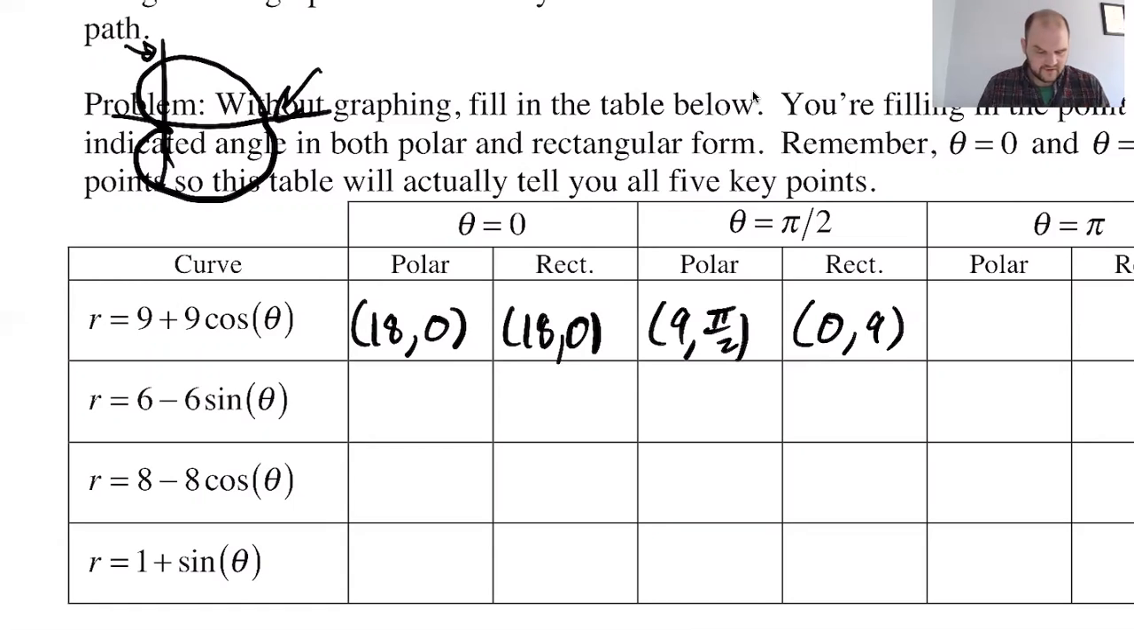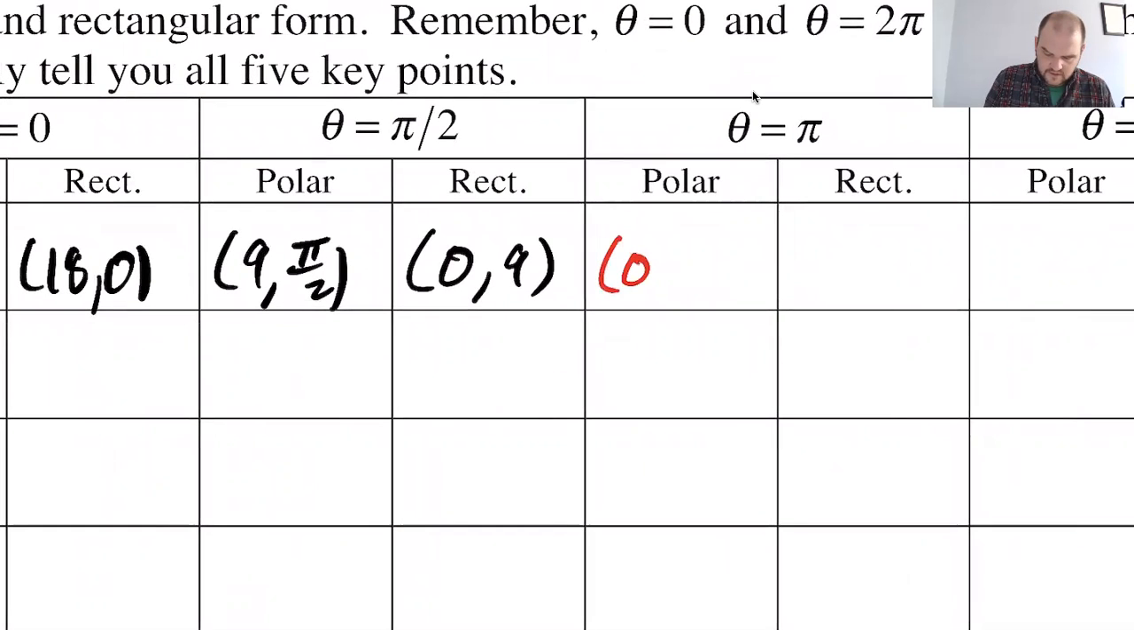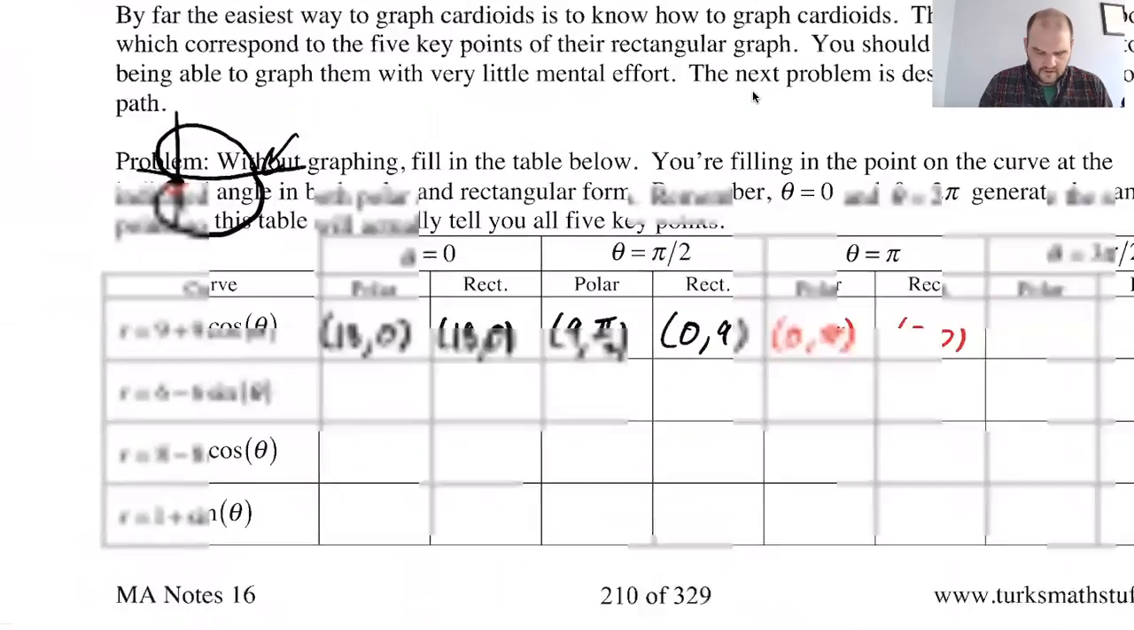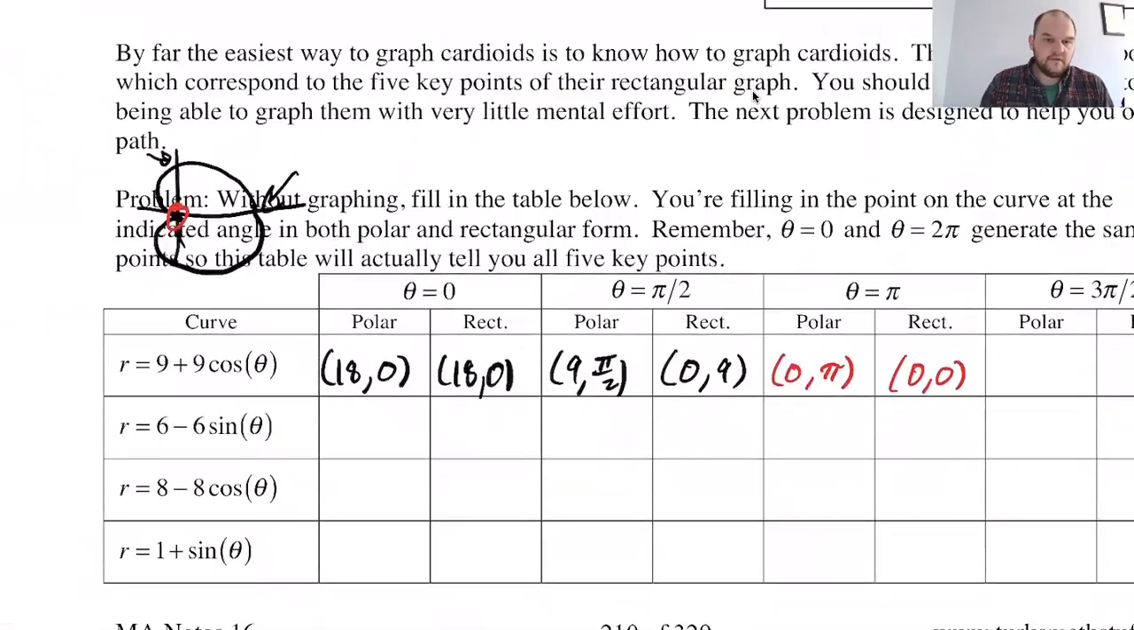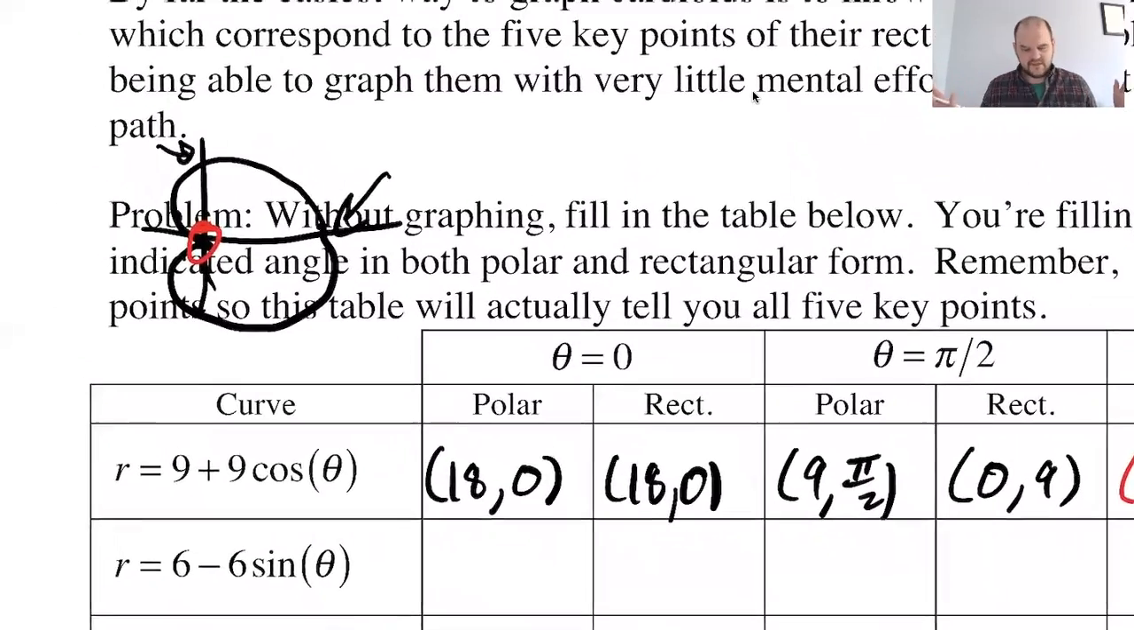All right, the next thing we want is pi. At pi, I'm here, which means that I've gotten back to the origin, right? So the radius is 0, so that's going to be 0 comma pi. If I'm at the origin, I know that the rectangular coordinates are just 0, 0. And then it does this bounce-back thing. I don't know what it is doing.